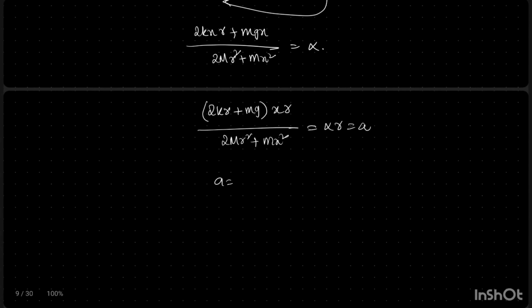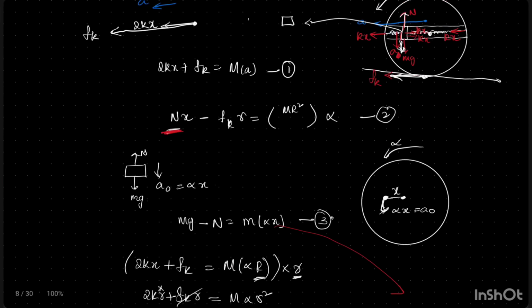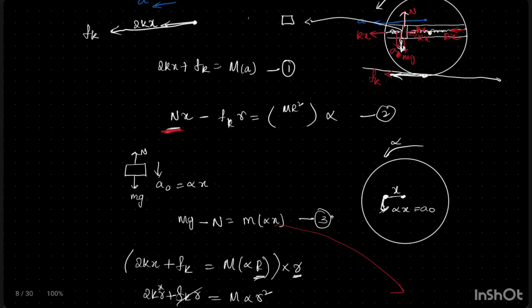So acceleration is nothing but x into r, 2kr plus mg, divided by 2m r square plus m x square. This is the acceleration.